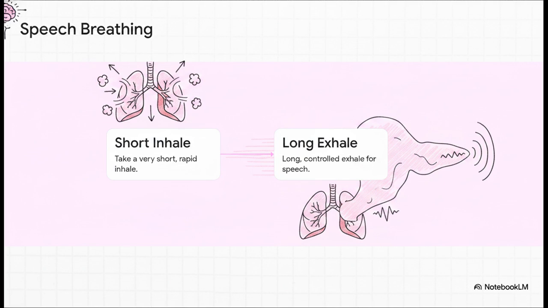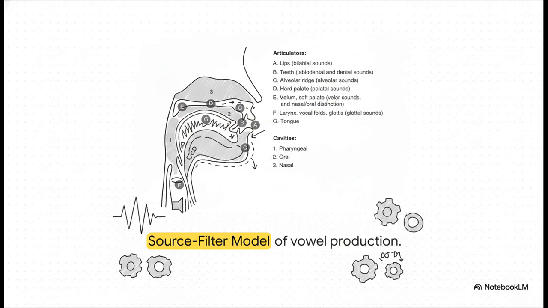You're essentially turning your lungs into a pressurized air tank, carefully letting out air to regulate vocal fold vibration, pitch, and loudness. And this brilliantly illustrates how we ground all that abstract mental planning into hard anatomy. It's called the source filter model of vowel production. The vocal folds down at the bottom act as the source of the sound, producing a fundamental frequency.